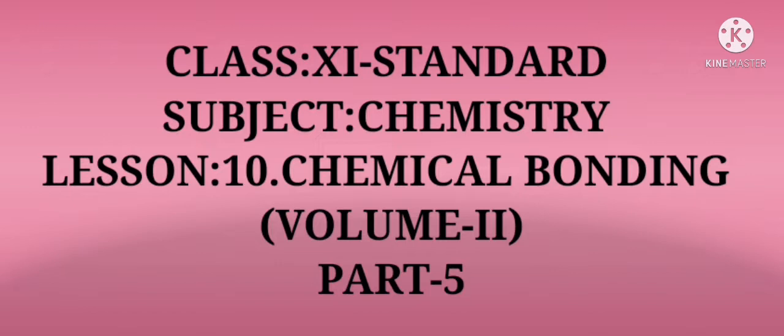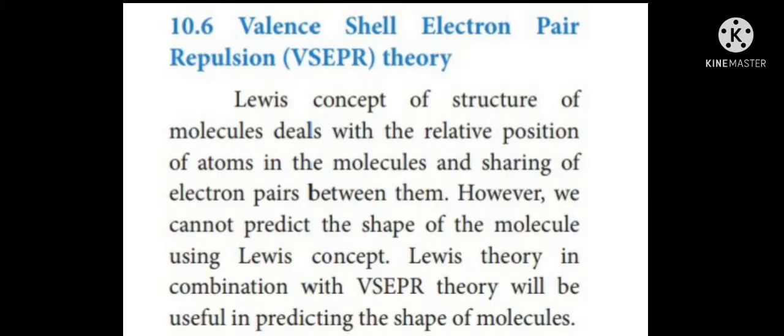We are discussing lesson 10, chemical bonding. In our last video class we completed up to polarity of bonds. In this video we are to start with the next topic, valence shell electron pair repulsion theory. Before starting with the important principles of valence shell electron pair repulsion theory, we will discuss the introduction to valence shell electron pair repulsion theory.